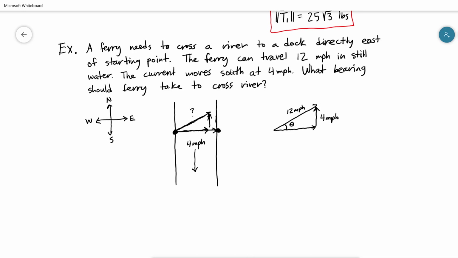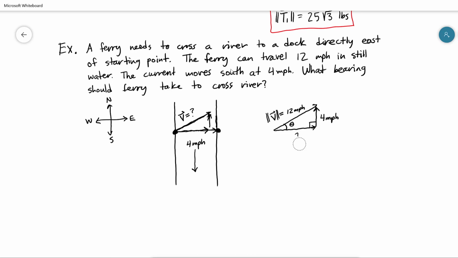So we can find the component form of this, so maybe we call it the velocity. Here's the true velocity of what the ferry's trying to do. And we know the magnitude of its velocity is 12. That's how fast it can go. So I want to find this other component right here. What is the horizontal component? Well, this one's easy because this is just from Pythagorean theorem. I can figure out that piece.